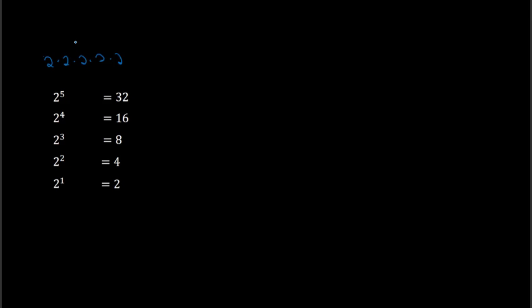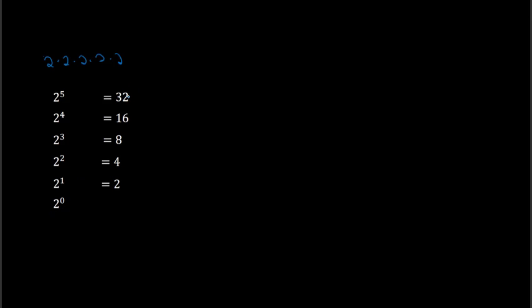So notice the pattern. Okay, the exponent is decreasing by 1 every time. So we have 5, 4, 3, 2, 1. So to keep that pattern going, the next exponent would be 0. So 2 to the 0 power.